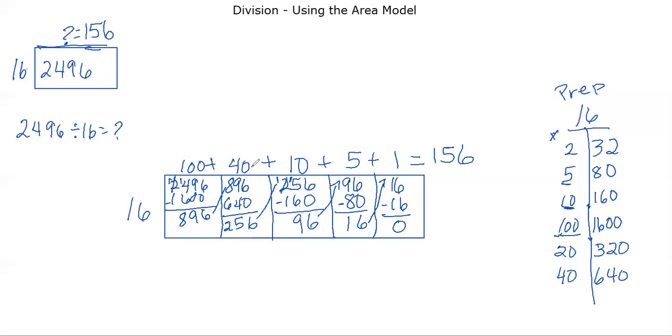Now I'd like you to look at it and see, could we have used a larger number along here? How would you have done it? Will you please turn off the recording and work the problem on your own and share with me what you did differently. All right, I look forward to seeing your approach. Again, this was division using the area model.